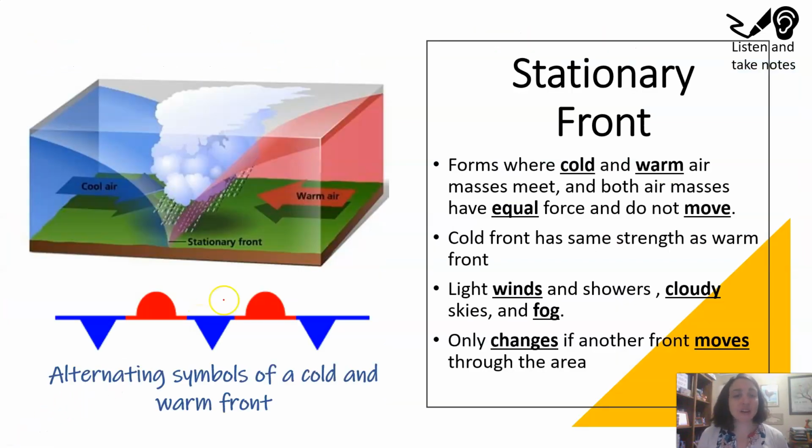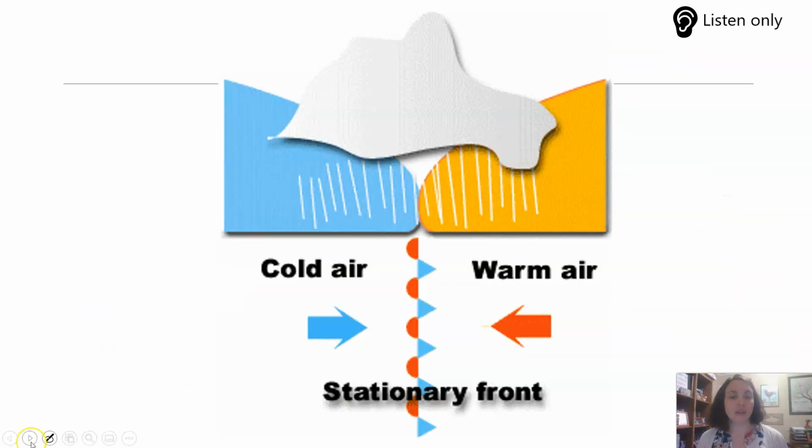Lastly, we have a stationary front. Again, when the cold and warm air masses meet, but they're both coming at each other kind of equally, so they do not move. They stay in place. Okay, stationary means it stays in place. This brings light winds and showers, cloudy skies, and fog. All the clouds and the fog gets stuck in that area. This will only change if another front comes through or moves through the area. Here's another image of what the stationary front looks like.